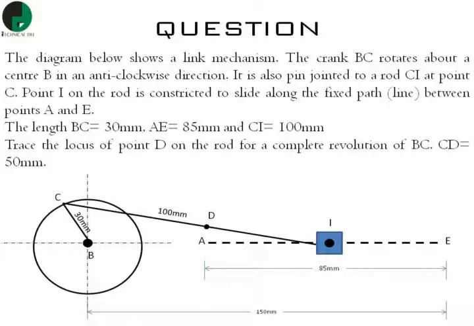So the diagram below shows a link mechanism. The crank BC rotates about a center B in an anti-clockwise direction. It's also pin jointed, that's freely joined, to a rod CI at point C. Point I on the rod is constrained to slide along the fixed path, that's the line between points A and E. The length of the crank BC is 30 mm, the length of sliding path AE is 85 mm, and the length of the connecting rod CI is 100 mm. We have traced the locus of G on the rod for a complete, that's the full, revolution of crank BC. The distance between C and D is 50 mm.